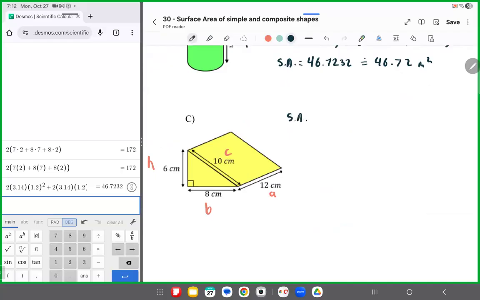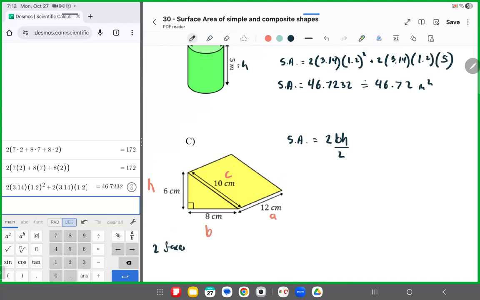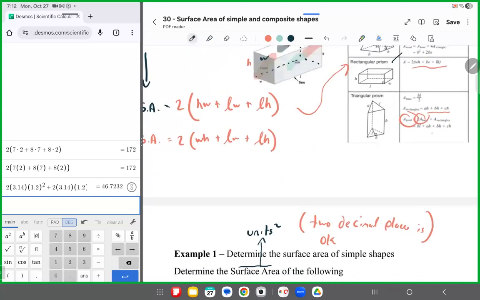So the surface area of this should be equal to, well, there's two faces here of this 6 times 8. So we should have 2 of this height times height times the base, or base times height. And it's a triangle, so we have to divide it by 2. Now, if you notice here, the textbook only just writes this as BH, and that's for this reason here.